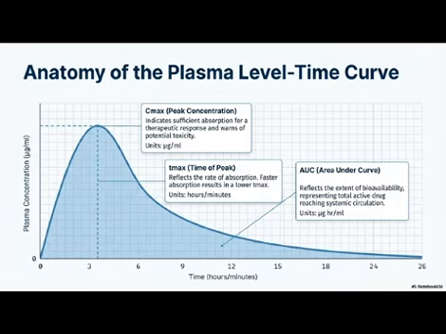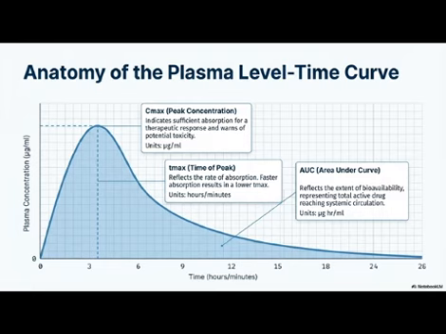This plasma-level time curve is fundamental to understanding how drugs behave in the body. It illustrates drug concentration in the plasma over time after administration. Cmax represents the peak concentration, indicating maximum drug effect and potential toxicity. Tmax is the time taken to reach this peak, reflecting the drug's absorption rate. The area under the curve, or AUC, quantifies the total drug exposure, which is a key measure of bioavailability, how much active drug reaches systemic circulation.